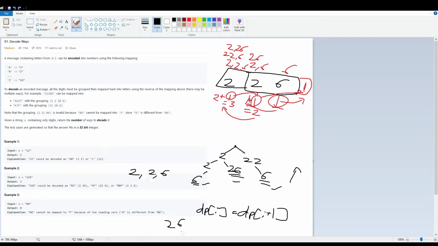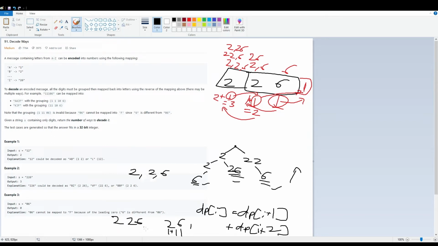This would be 2 ways, so our base case would be 1, number of ways to decode the 6 would be 1, and here number of ways to decode this would be 1, from this 6, plus this 1 here. So if applicable, we also want to do plus dp i plus 2.